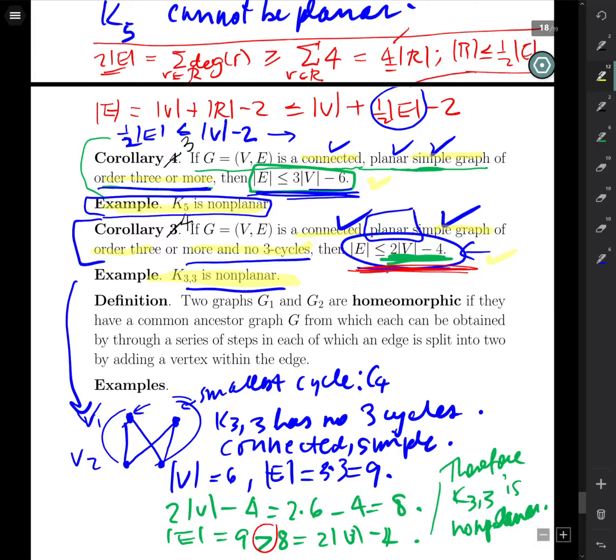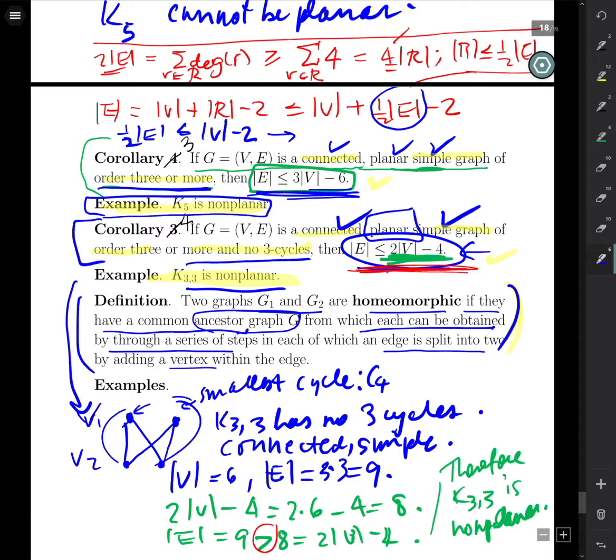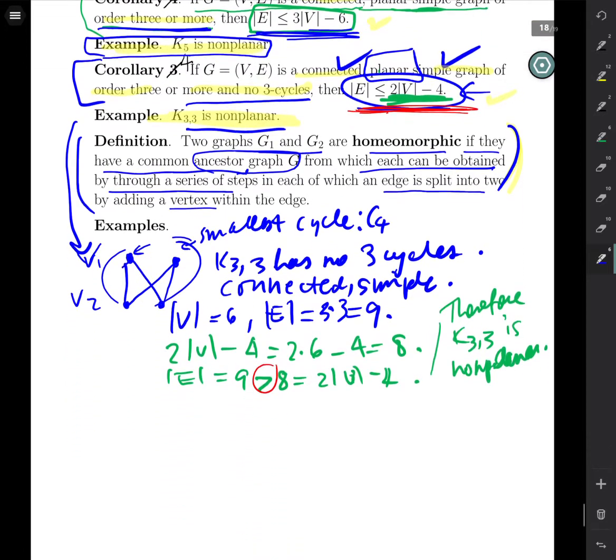So as we talk a little more about the basic planar ideas, and what I said about K5 and K33 being the basic non-planar graphs, I want to talk about what it means for 2 graphs to be homeomorphic. Let me read it first. 2 graphs are homeomorphic if they have a common ancestor graph G, from which each of them can be obtained through a series of steps where we split an edge into 2 by adding a vertex within the edge. No other variations are allowed. So just a real quick example to show you what I mean by that.